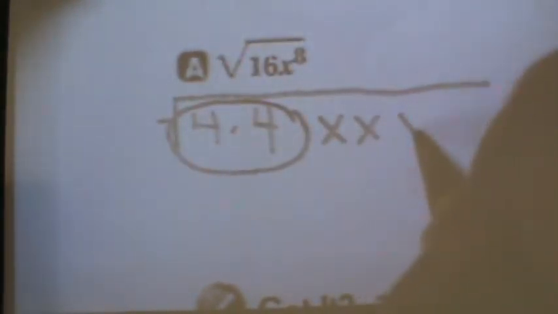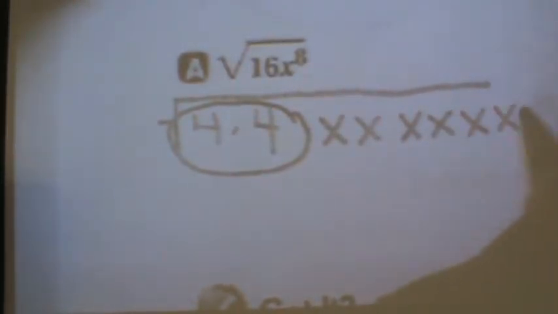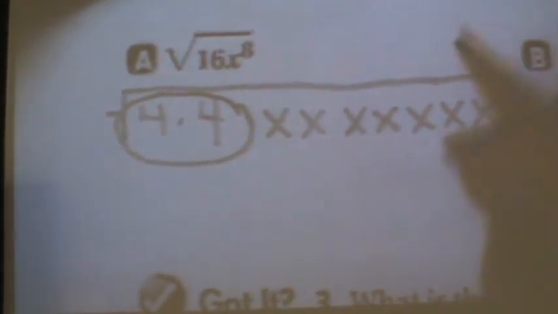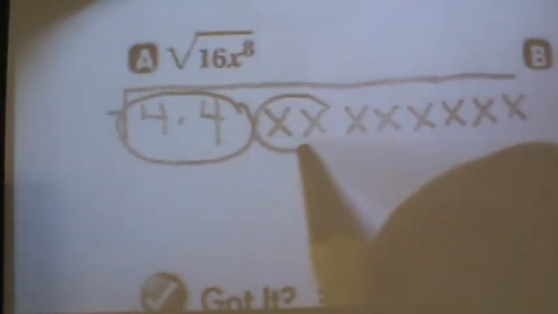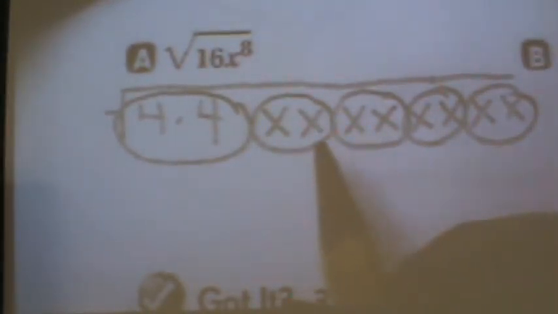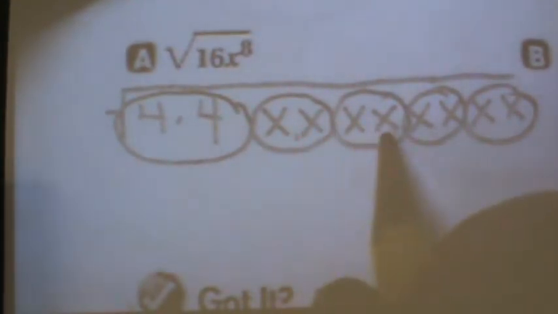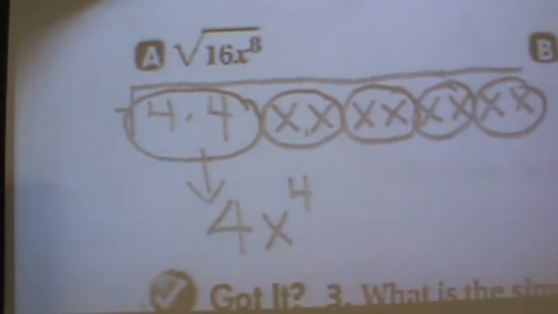Now, we've got 8 x's: 1, 2, 3, 4, 5, 6, 7, 8. I'm stretching it out. You don't have to do this, this is a visual. We're looking for two of a kind. Every time you get two of the same, you pair it up. So how many sets of x squared do you have? 4. So do you know what the answer is? This 4 comes out, 4x to the fourth.